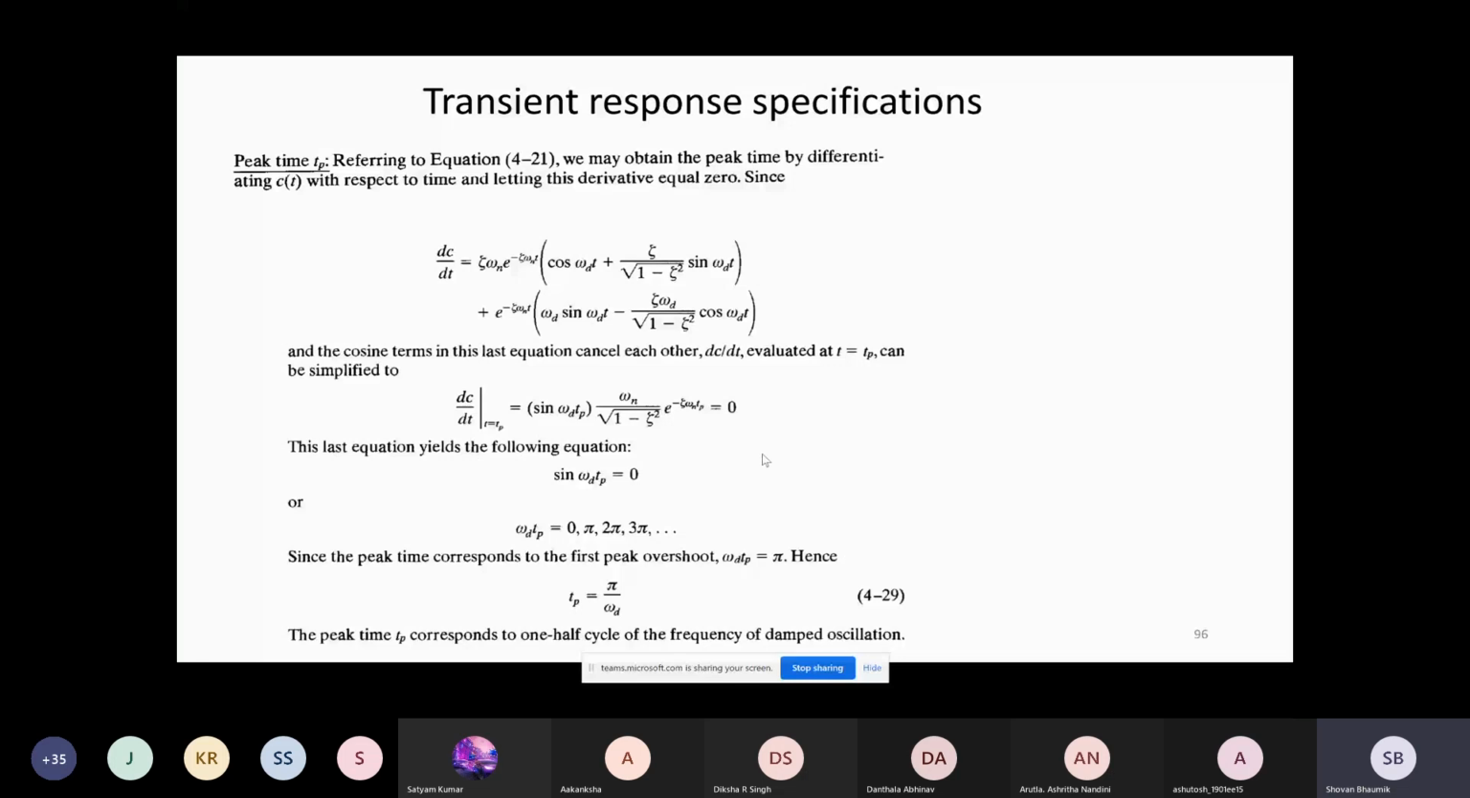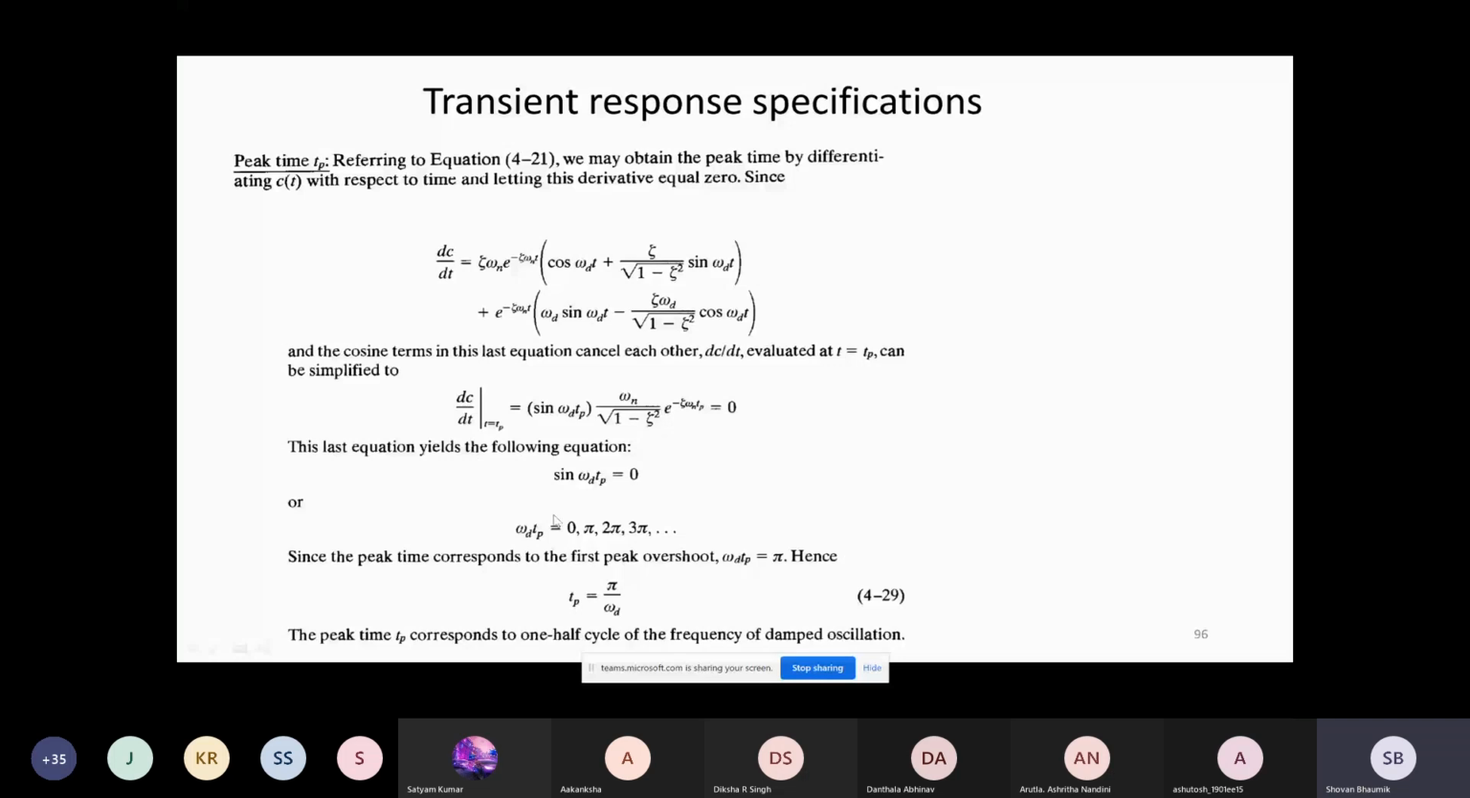We know the expression of the output curve for an underdamped system, and for such a system we can take the first derivative, dc by dt or d output by dt, and that derivative at t equals t_p will be 0 because at that point it reaches the maximum value, and that's what I did. So dc by dt, you see we keep it here and keep this equal to 0, and then this last expression goes to 0, and from there you can see that sine omega_d t will be 0. So omega_d t will be 0, pi, and the first peak will appear at pi.